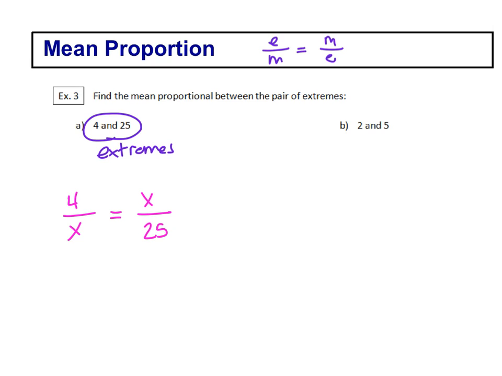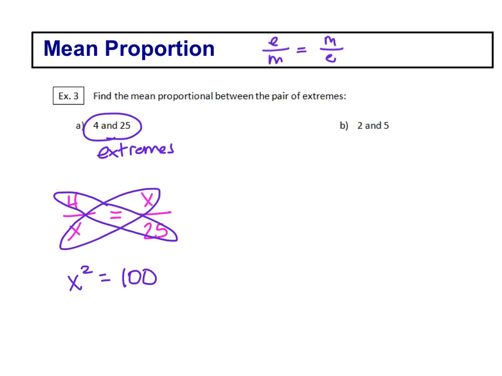So we will cross multiply. Well, I'm going to do x times x is x squared. 4 times 25 is 100. And then we solve for x. So if you remember in algebra, when you had to undo an x squared, you took the square root of both sides. So the square root of 100 is 10.